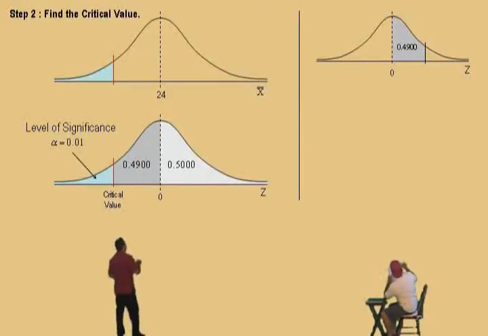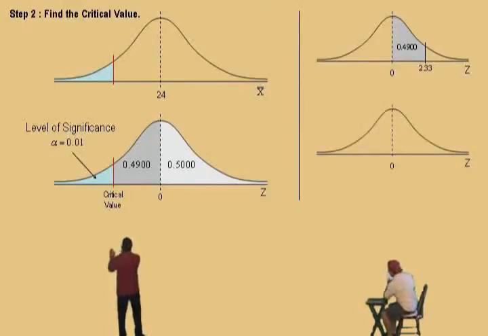And so, look in your table now and look at the area that's closest to 0.4900 and find the z value for that particular area. Charlie, what is it? 2.33? 2.33, that's the closest one. Okay, now, our critical value is to the left of 0. It's a negative value, right?